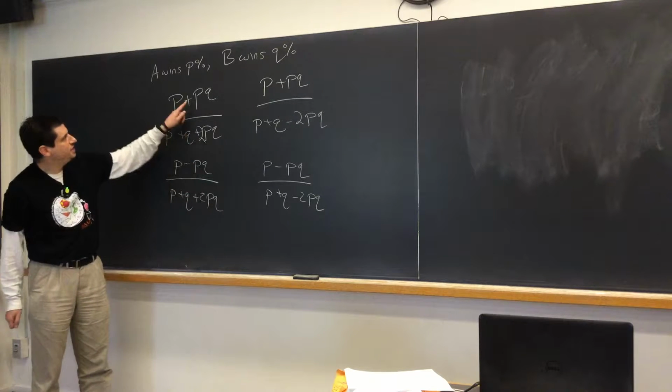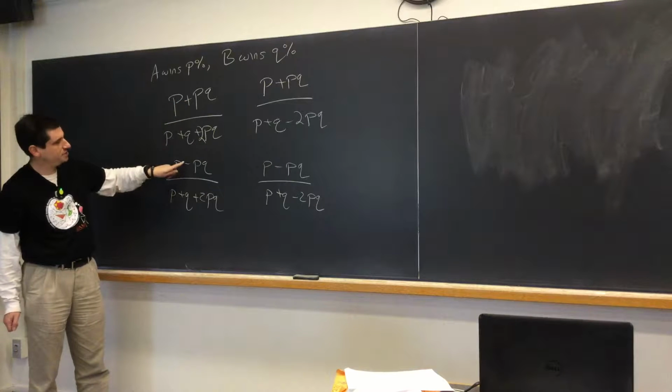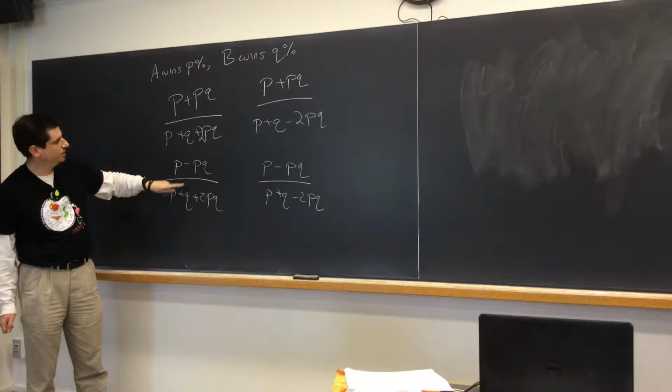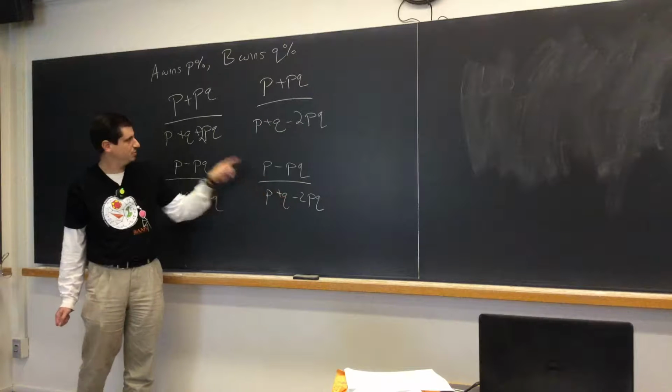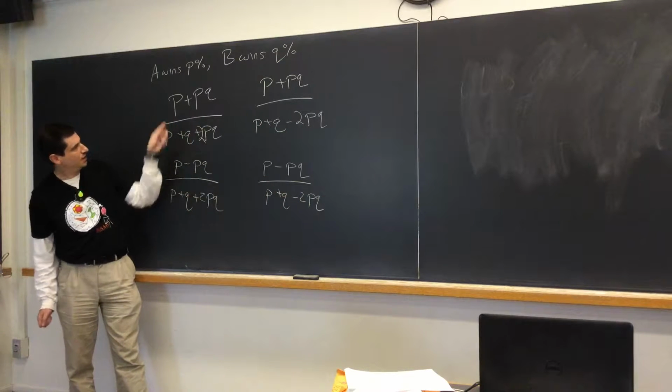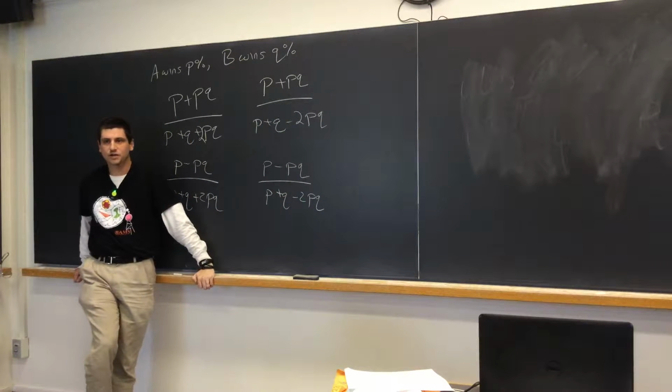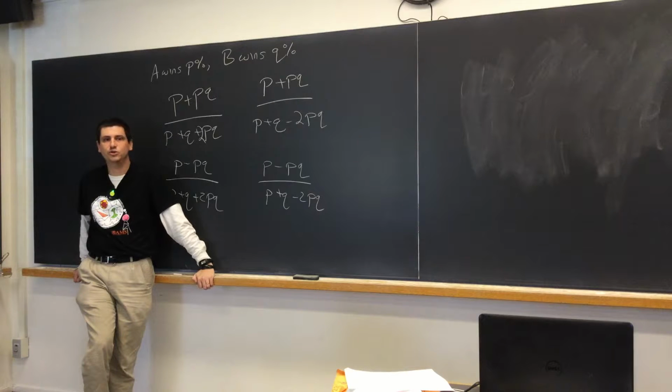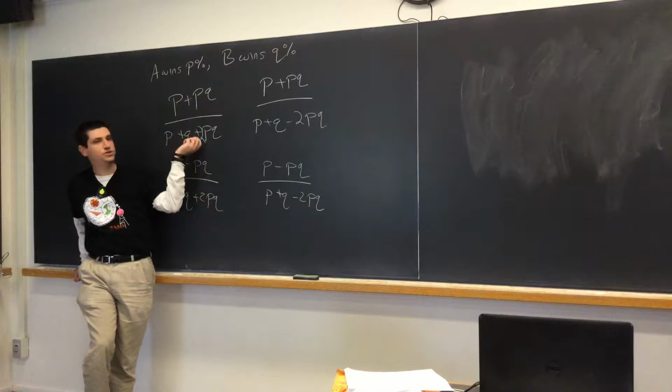Pluses and minuses. The top over here is either a plus or a minus, and this is why I want to write them in the same way. And then the bottom over here is either a plus or a minus. So there are two choices of sign for the top and two choices for the sign on the bottom. There's four possibilities.